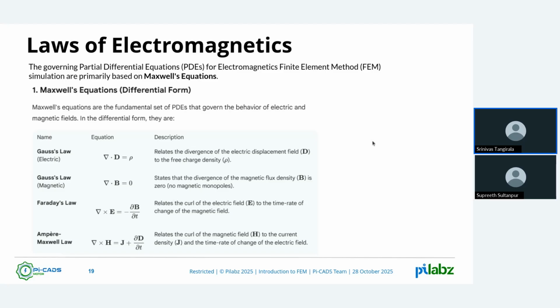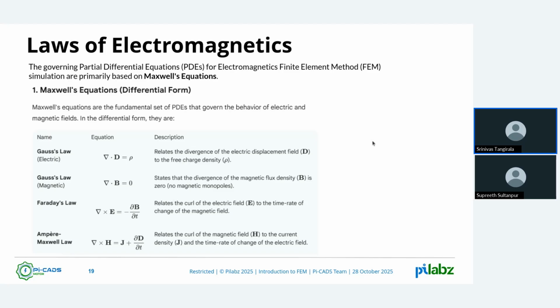And next is the third law, Faraday's law, which relates the curl. The dot product of vector quantities is called divergence, and the cross product, which you see in the third, Faraday's law, and Ampere-Maxwell law, is the curl of the vector quantity. Dot product and cross product.